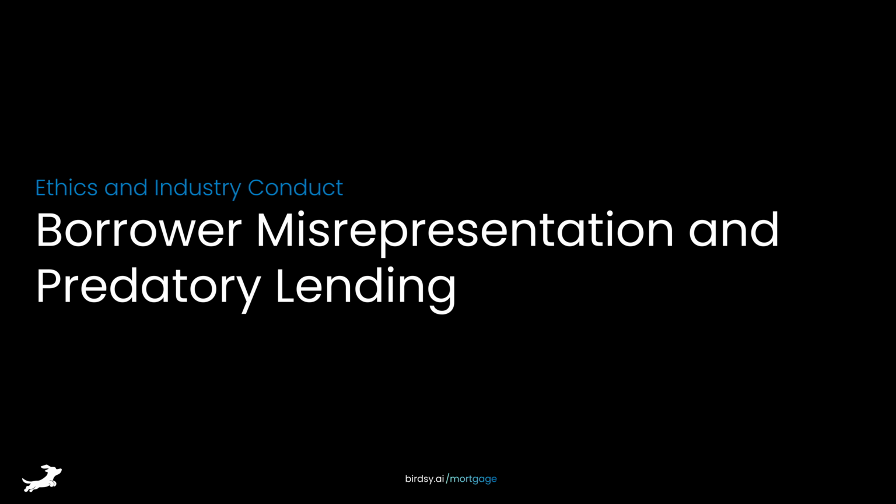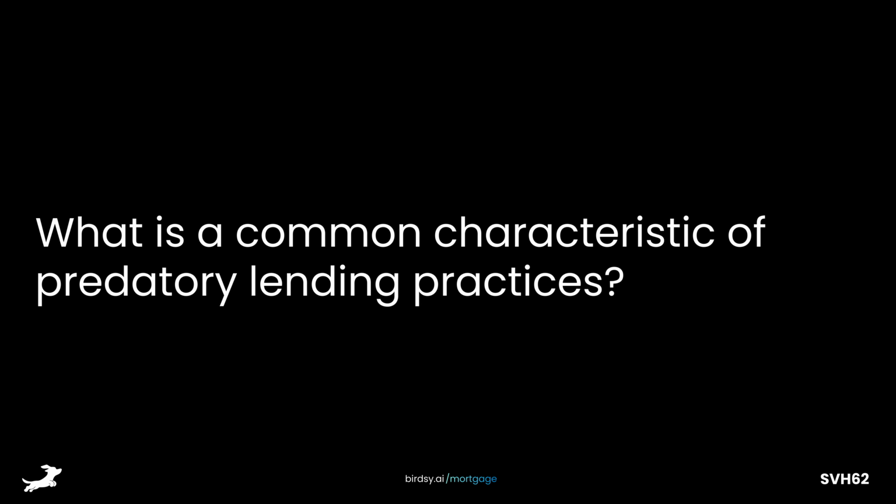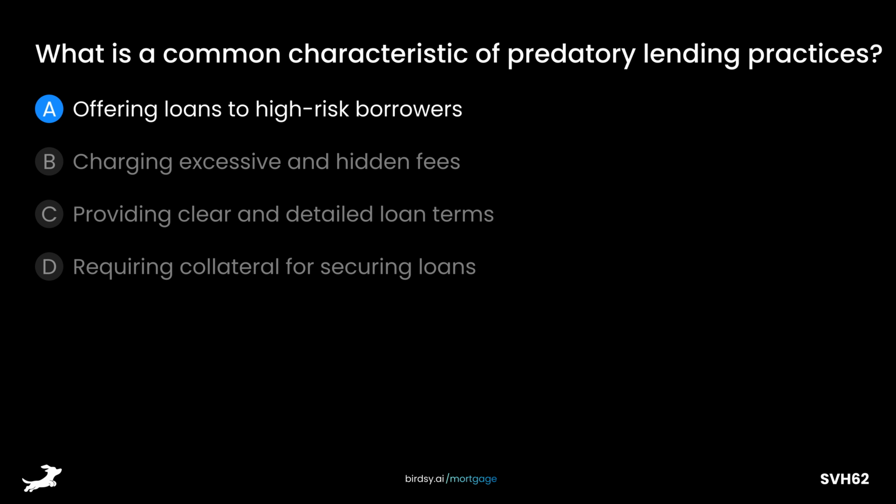Borrower misrepresentation and predatory lending. What is a common characteristic of predatory lending practices? Is it A, offering loans to high-risk borrowers? B, charging excessive and hidden fees? C, providing clear and detailed loan terms? Or D, requiring collateral for securing loans? The answer is B, charging excessive and hidden fees.